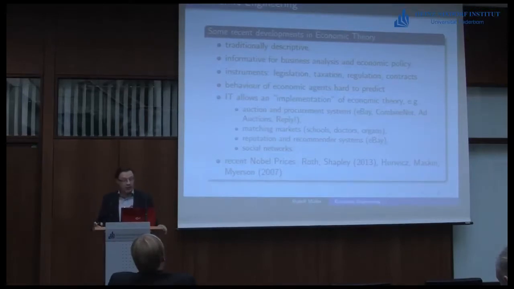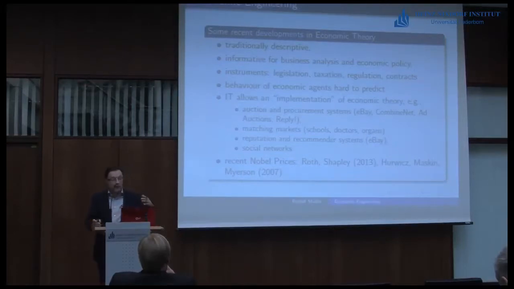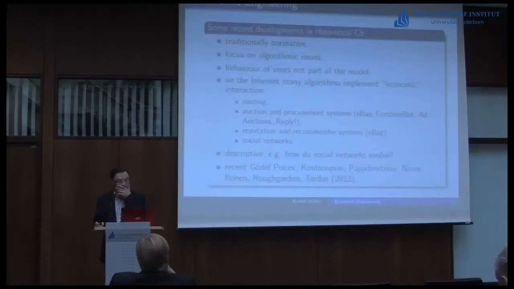And the same was true for schools, matching kids to schools, or doctors who need a traineeship after they finish their studies. I could name reputation and recommender systems on eBay that are important design issues where economists can give design advice, and even social networks. And this kind of area in economics has recently gained two groups a Nobel Prize, and years before also to Vickrey and also to Nash, who are all a little bit in that domain.